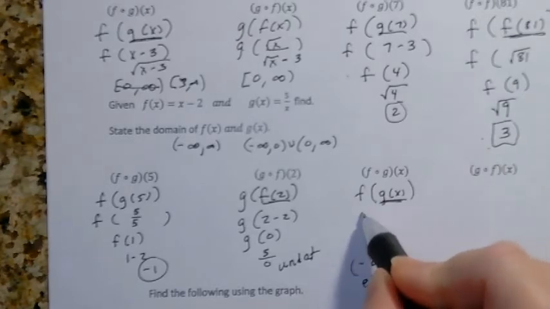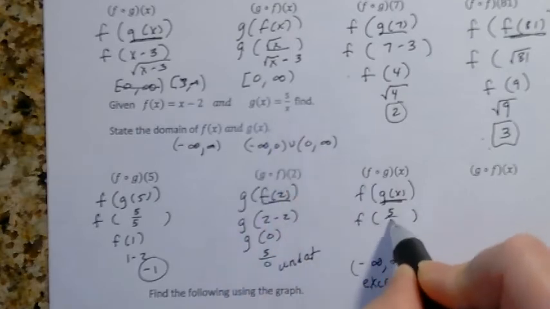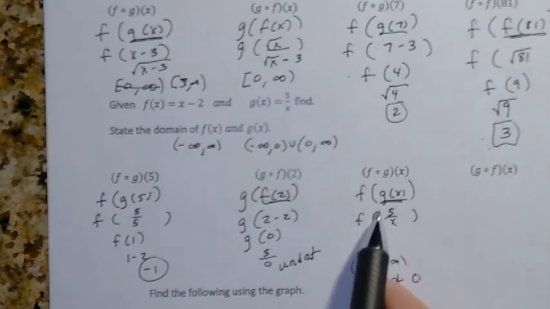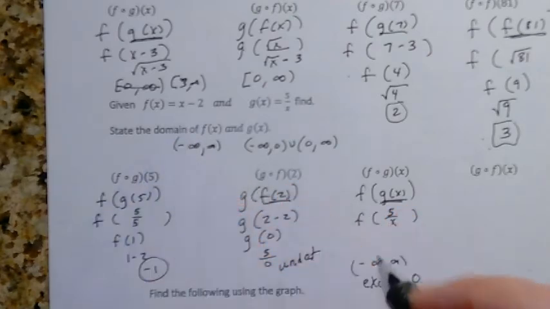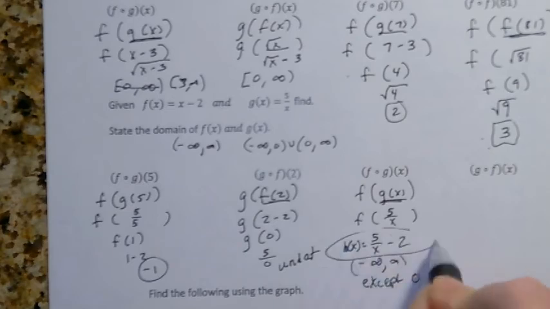So I'm going to put the g function in here. So it's 5 over x. Now I'm going to write the f function, but I'm going to put this in place of the x. So I'm going to have 5 over x, subtract 2. And that would be my new function.